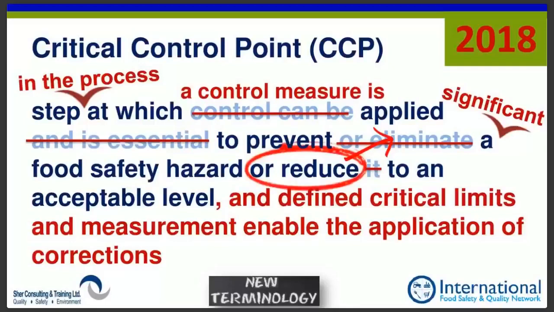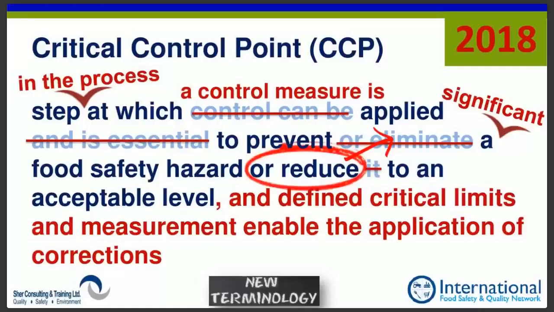And not control can be applied, but a control measure is applied. And I want to remind you, a control measure is something that we are applying to a significant food safety hazard. So it must be applied. It means that a critical control point will always be against a significant food safety hazard, and it's going to be emphasized in a second. So instead of saying control can be applied and is essential, it says a control measure is applied to prevent or reduce a significant food safety hazard to an acceptable level. So up till now, there is no drama here.